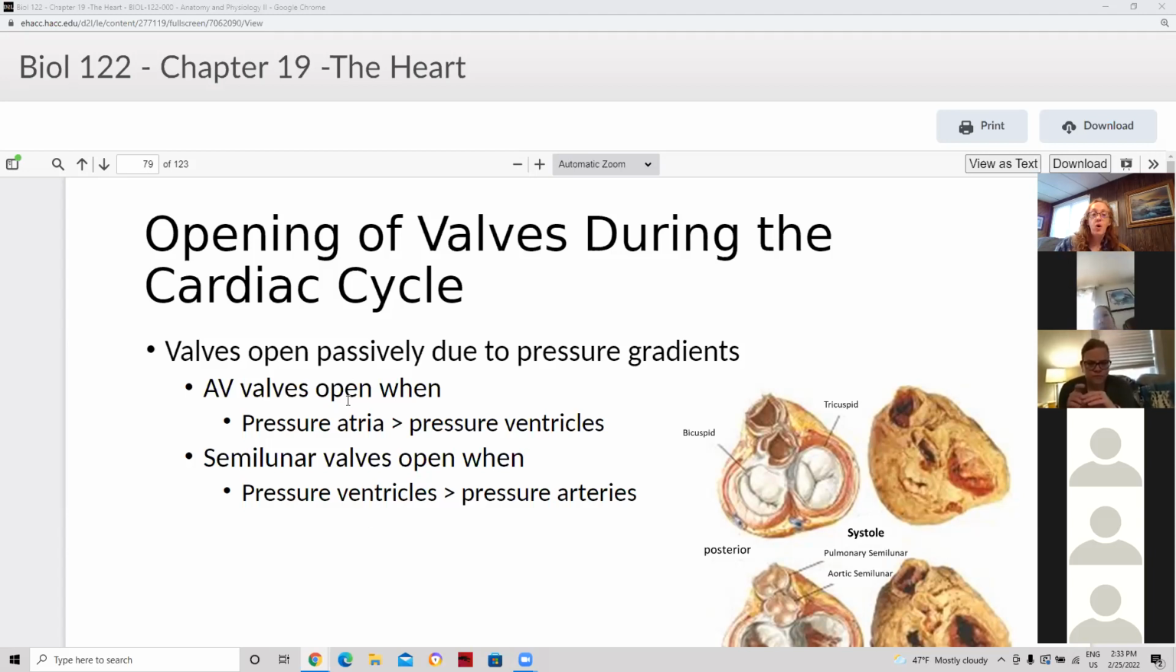AV valves are going to open so that the blood can flow into the ventricles when the pressure in the atria exceeds that of the ventricles. The semilunar valves are going to open when the pressure in the ventricles exceeds that of the arteries.